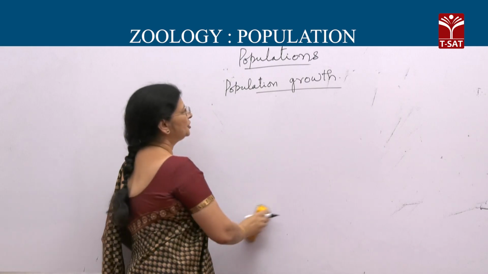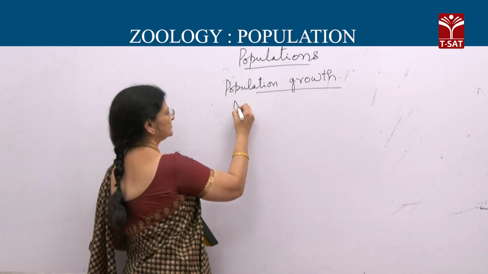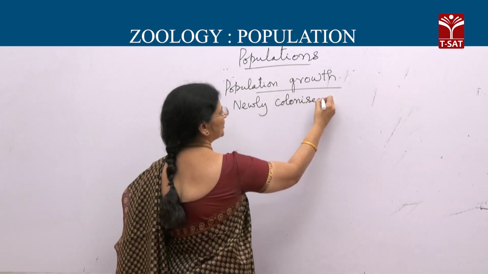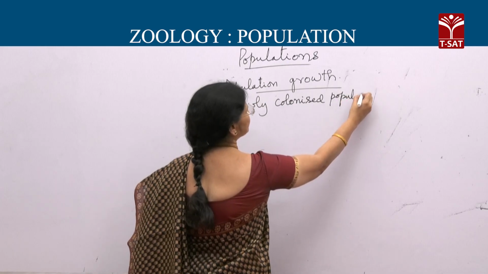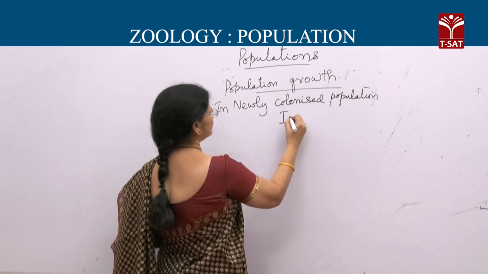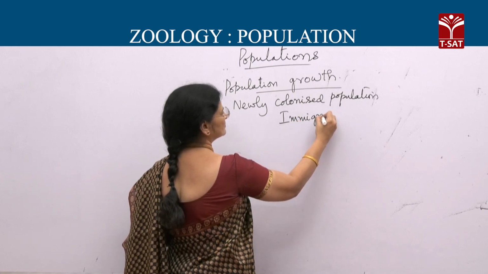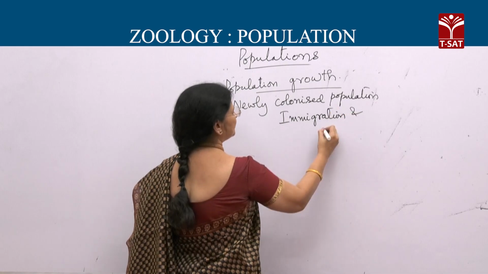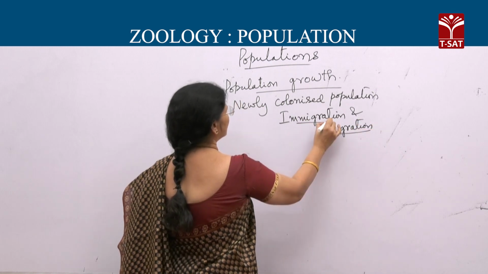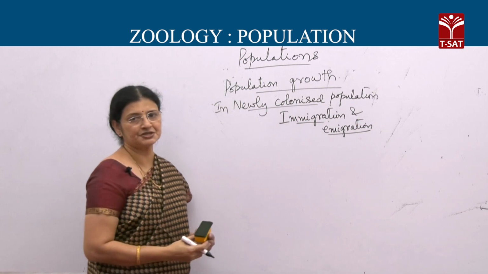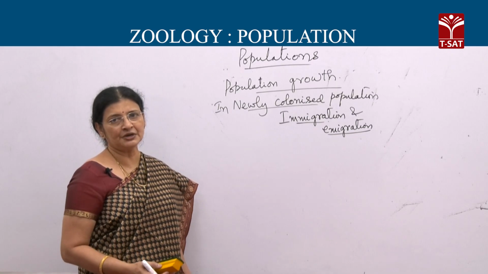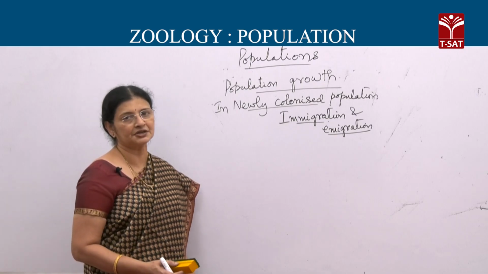Particularly in a newly colonized population, that means a developing population, immigration and emigration are important. Immigration and emigration influence the population growth in a newly colonized population. If that place is conducive and all favorable conditions are there, the population will increase.